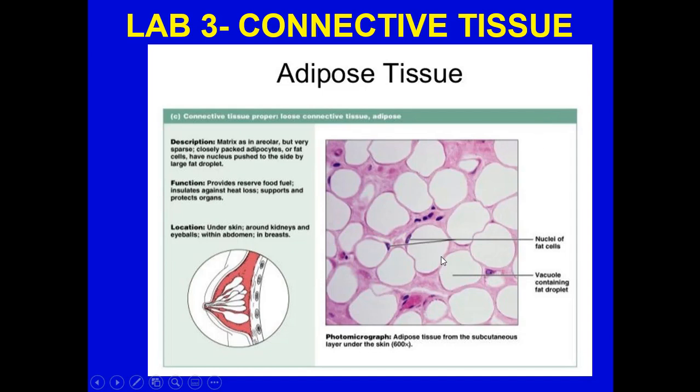Adipose tissue. Now, here's a solid example of adipose tissue. Lots of adipocytes. Notice this is the nuclei of these fat cells. Notice the rest of it is all empty and washed out because the adipose was removed during the staining process of getting this tissue slide here. But adipose is very important. It's not only a reserve fuel, but it also insulates against heat loss and supports and protects organs.